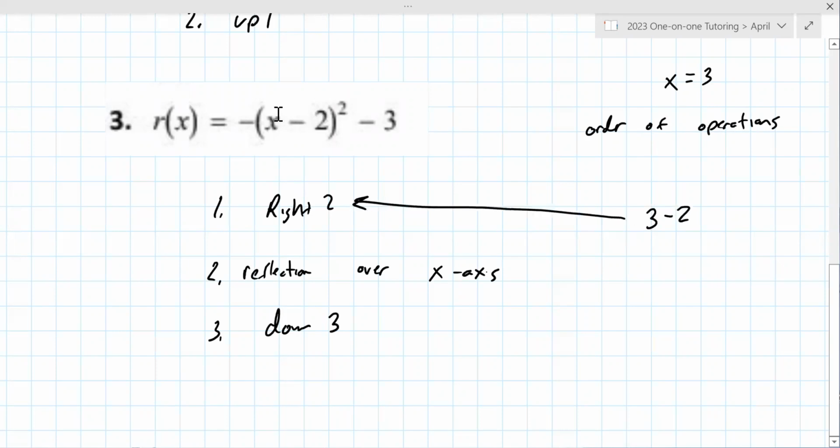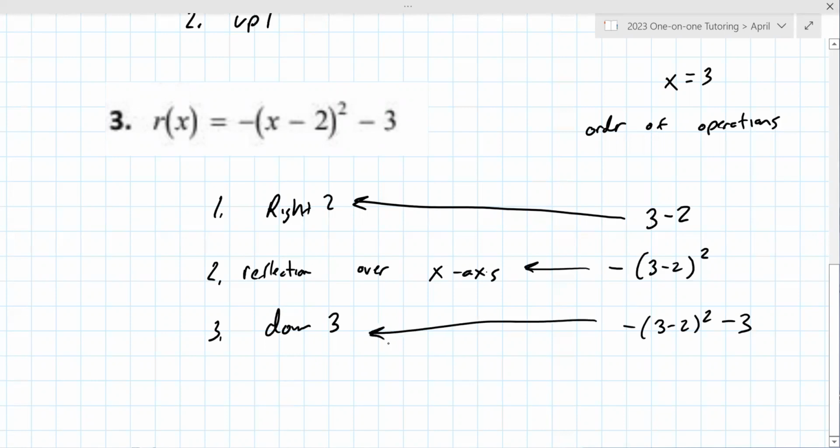Then you'd square it, and then what would you do, negate it or subtract 3? Negate it. Right, and that's where that comes in. And then the last part is the down 3. So if your teacher doesn't mark you on that, no big deal, but it will matter someday. When you're doing transformations, at some point you need to know the order.